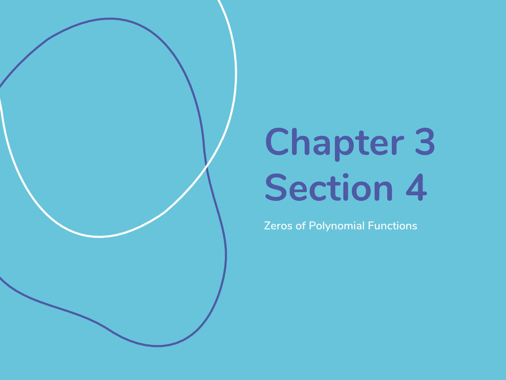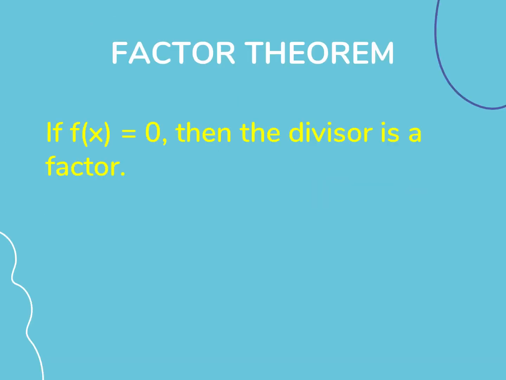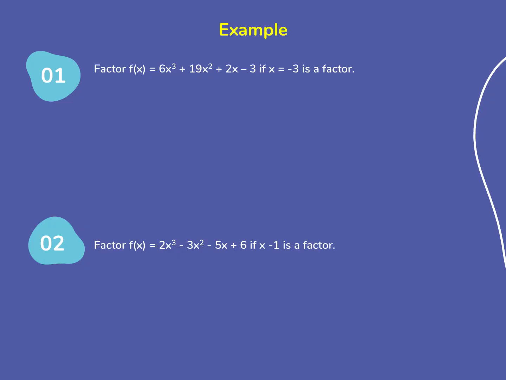So for this one, the first thing is we're going to be using the factor theorem. What we're trying to do is, when the divisor is a factor, we would get a remainder of 0. So let's go ahead and try our first example. The first couple, they're telling us what the factor is. Now, this given polynomial, f of x equals 6x to the third plus 19x squared plus 2x minus 3.